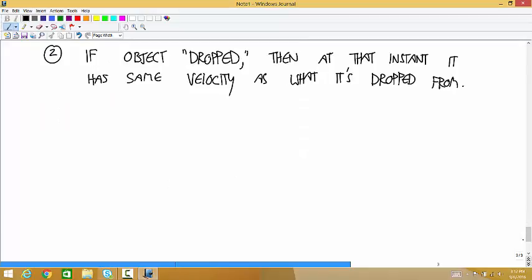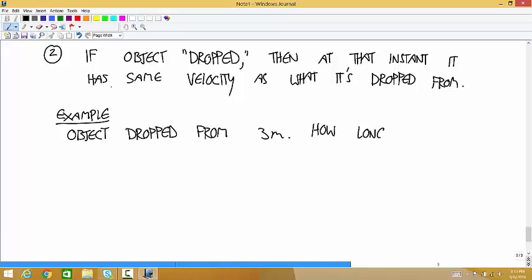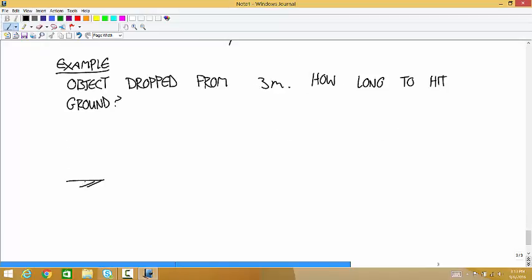Okay, let me just do a simple problem. So let's say an object is dropped from a height of 3 meters. How long does it take for it to hit the ground? Okay, so the object's dropped from 3 meters above the ground.